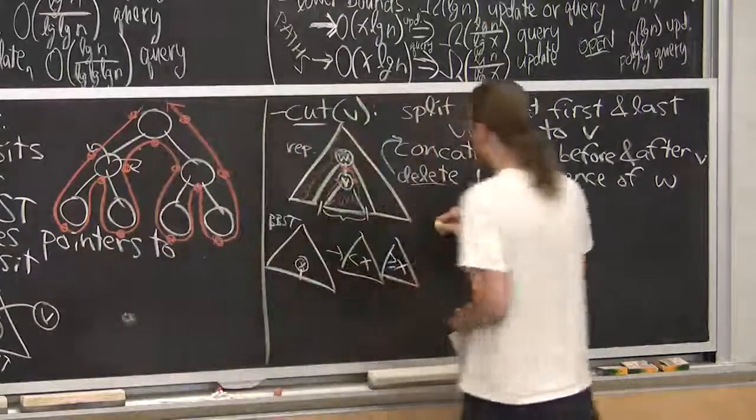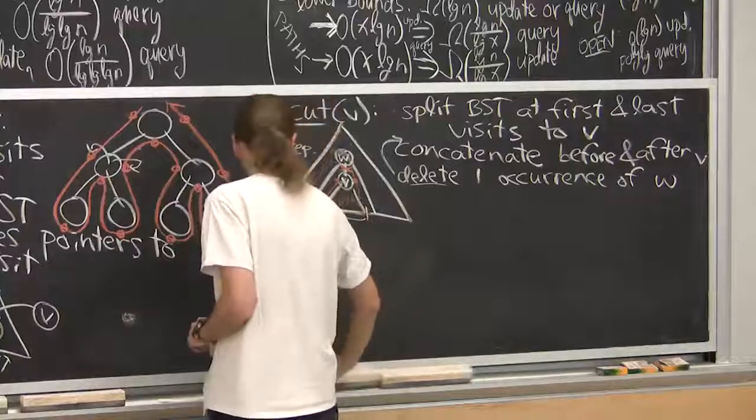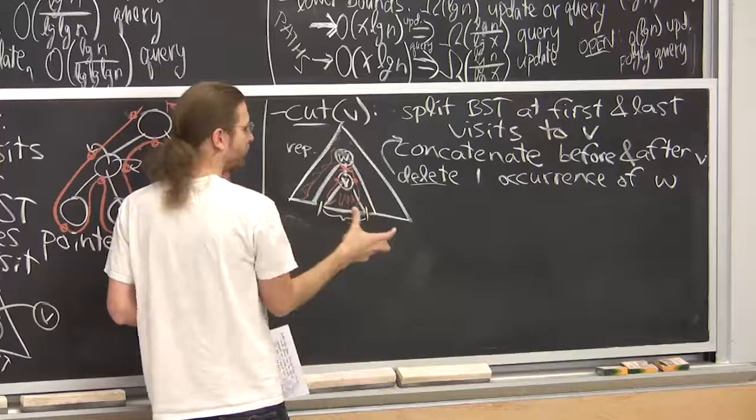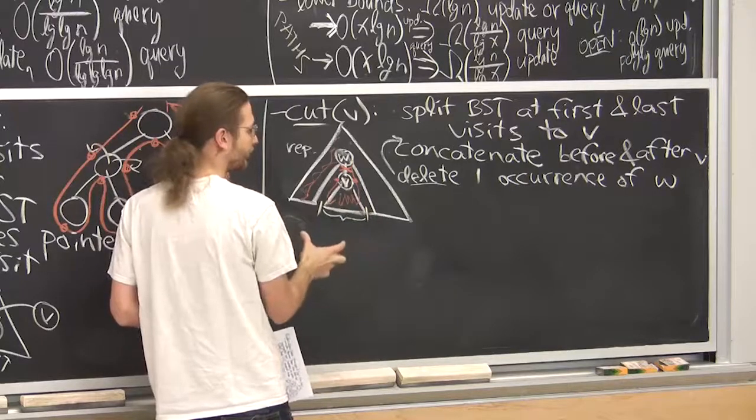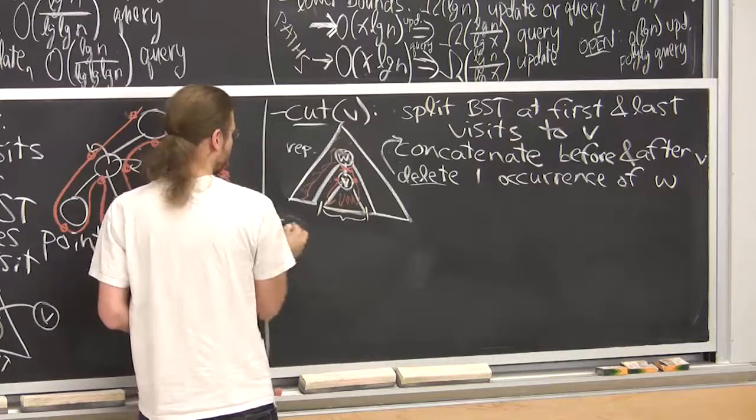Okay, now let's do link. Concatenate is the reverse of split, by the way. You have two trees. All the things in the left are smaller than all the things in the right, and you just want to join them together. So like a very restricted kind of merge.